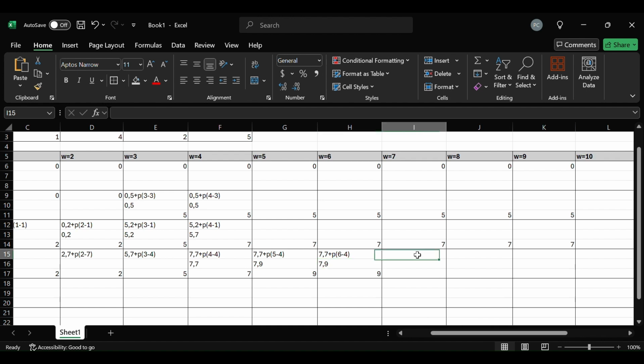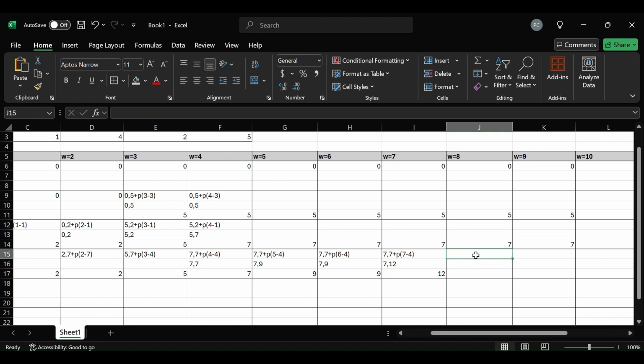Then for the next one, it is did not pick up 7 versus pick up is 7 plus the profit of the remainder. So 7 minus 4. So here we have 7 plus P of 3. Go up, go to 3. And 7 plus 5 is 12. So here we have did not pick up is 7 and if we pick up, 12. So our decision is pick up and we will put 12.